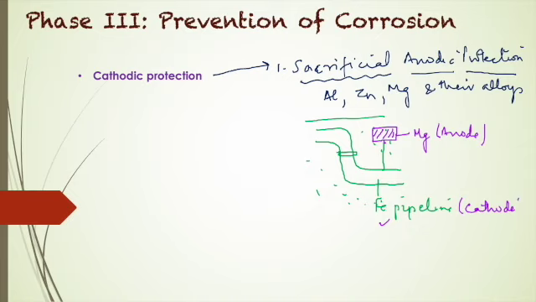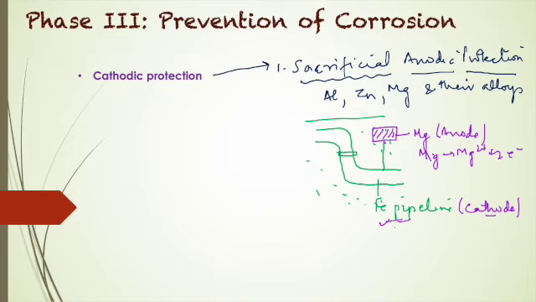So I have forced this iron pipeline, which I want to save, to work as a cathode. When the magnesium functions as an anode, this is called a sacrificial anode. And what are the reactions going on? This magnesium will undergo oxidation. So magnesium will oxidize to Mg2+ and 2 electrons. And iron will be safe.